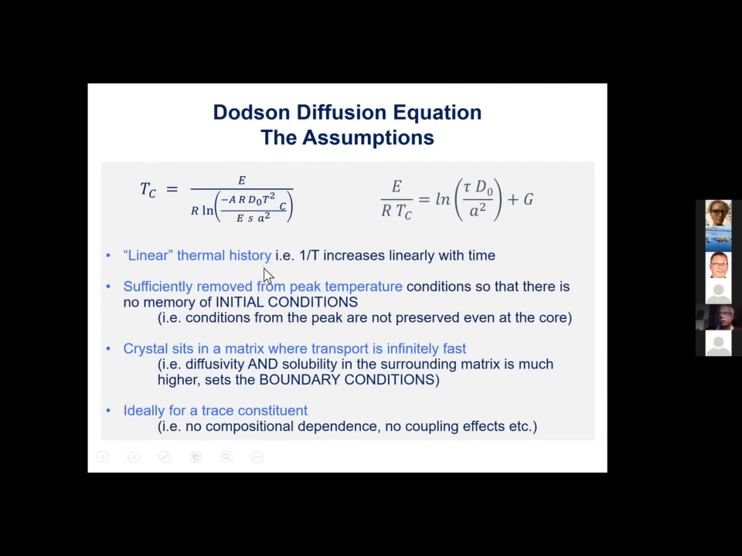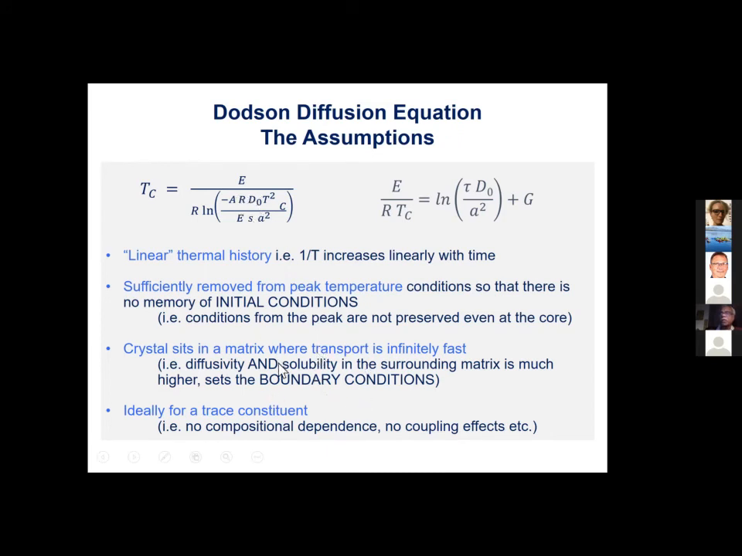And that is because it was derived assuming that the rock or the mineral has forgotten the starting condition. It has diffused enough to do that. If it has not, then you have to do something different. Thirdly, you need to have a crystal that sits in a matrix where transport is infinitely fast. So anything that wants to diffuse in and out can do that. Now, the thing that Tommy was showing, the clinopyroxene in a garnet, where diffusion is slow in both of those, you cannot go and use that equation, right.